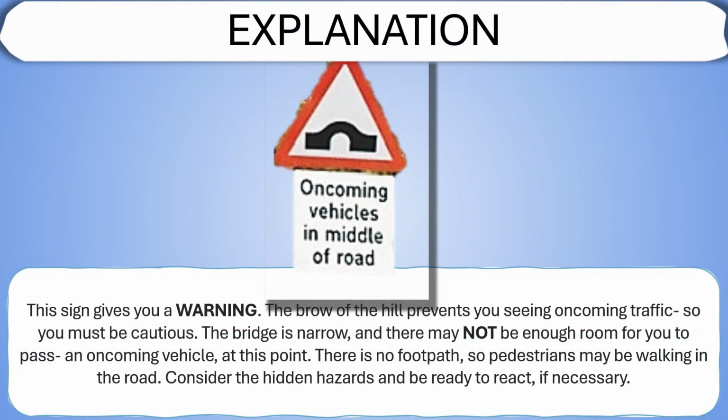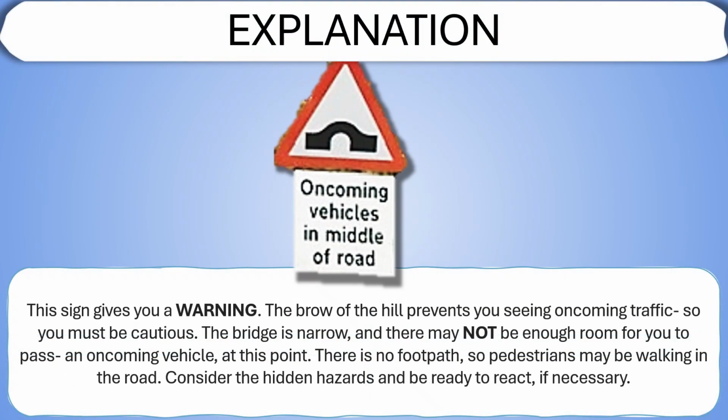Explanation. This sign gives you a warning. The brow of the hill prevents you seeing oncoming traffic, so you must be cautious. The bridge is narrow and there might not be enough room for you to pass an oncoming vehicle. At this point, there is no footpath, so pedestrians might be walking in the road. Consider the hidden hazards and be ready to react if necessary.